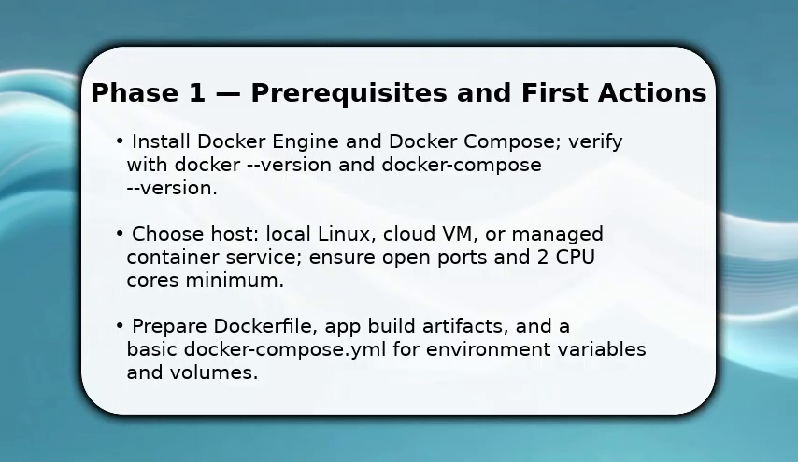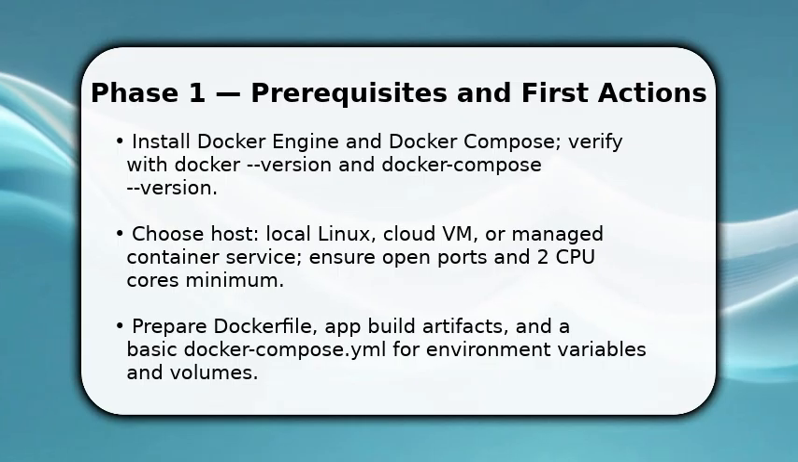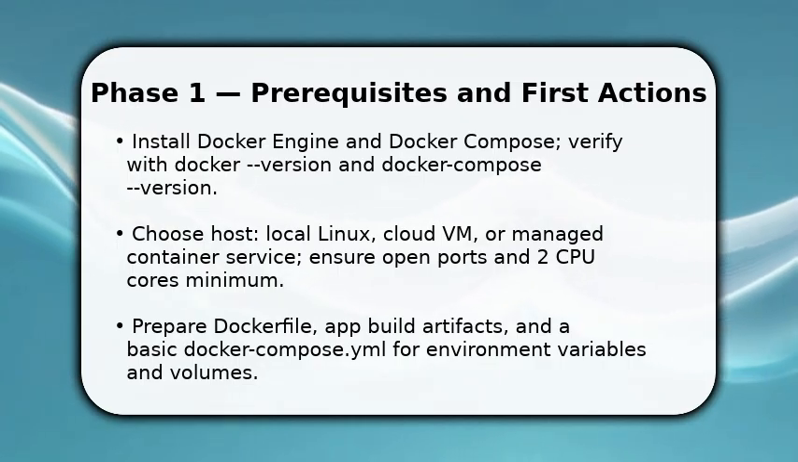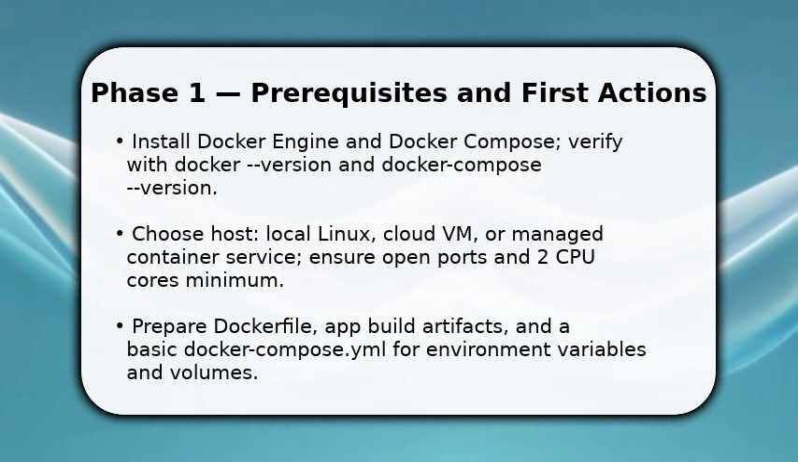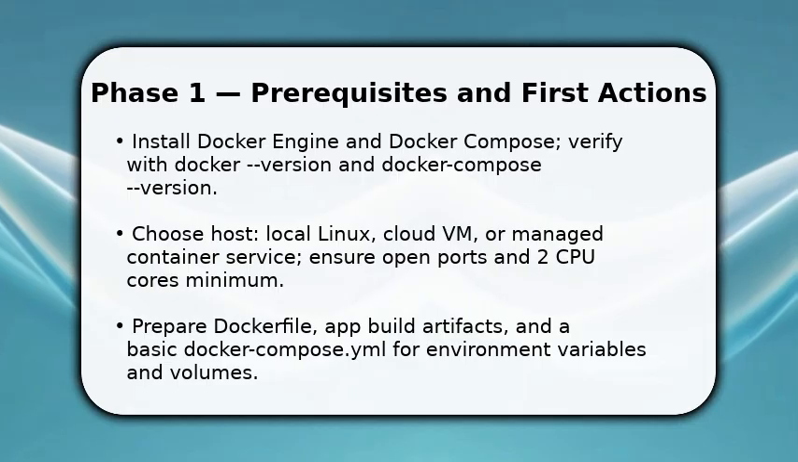Create a Dockerfile and build artifacts, then draft a simple Docker Compose YAML that declares environment variables and persistent volumes. Once done, build your image locally so you can test the container lifecycle before moving to deployment.